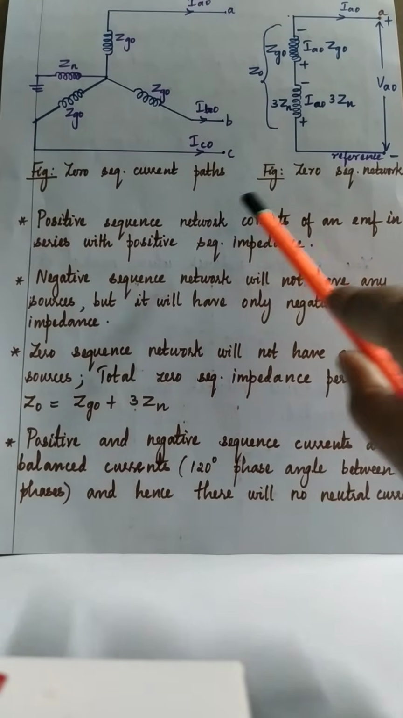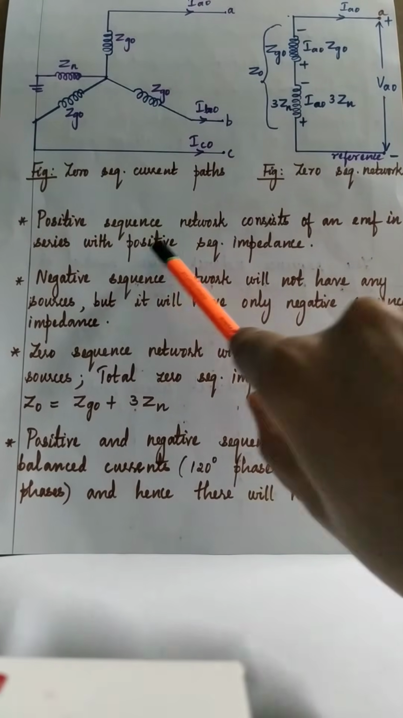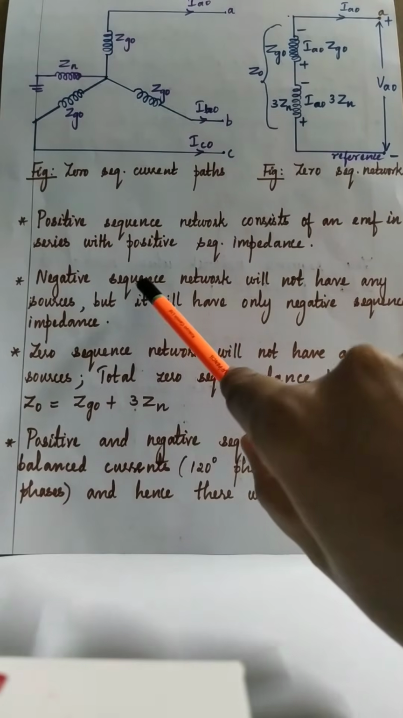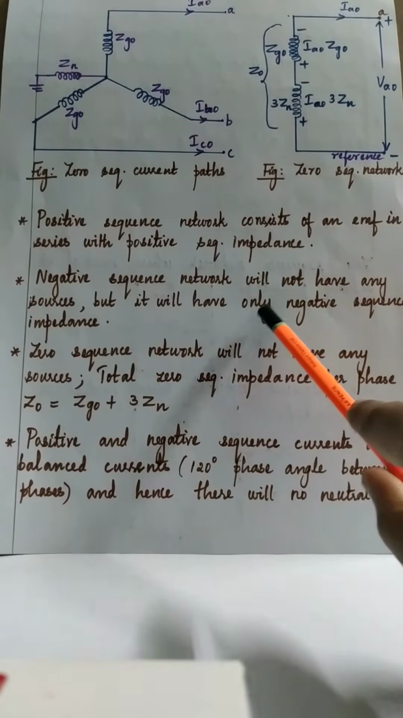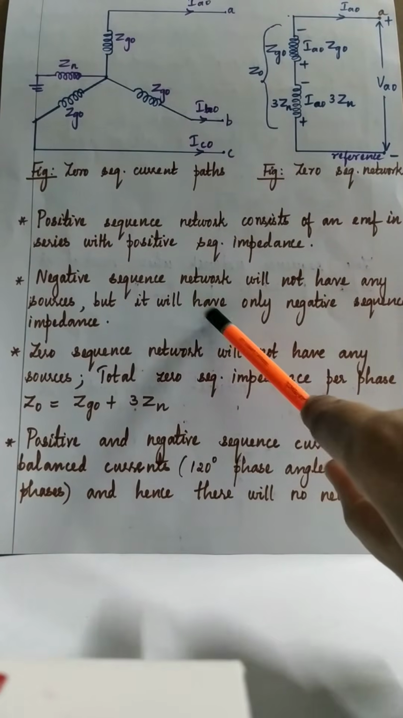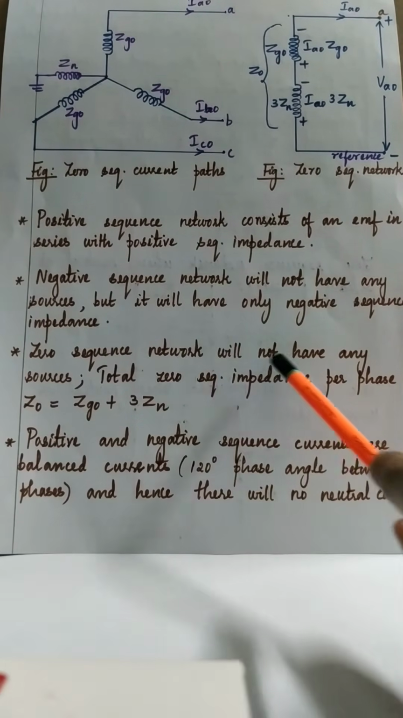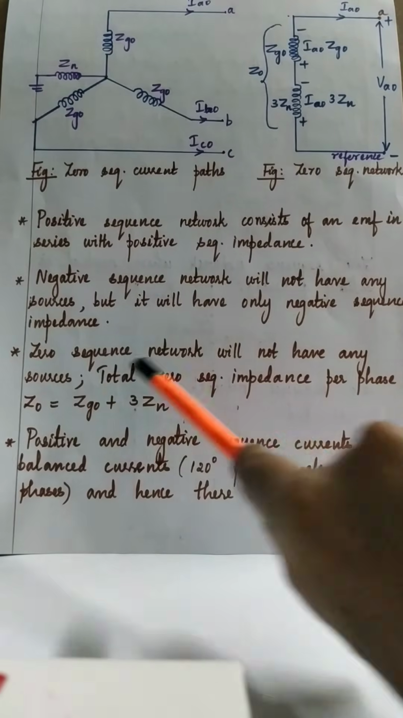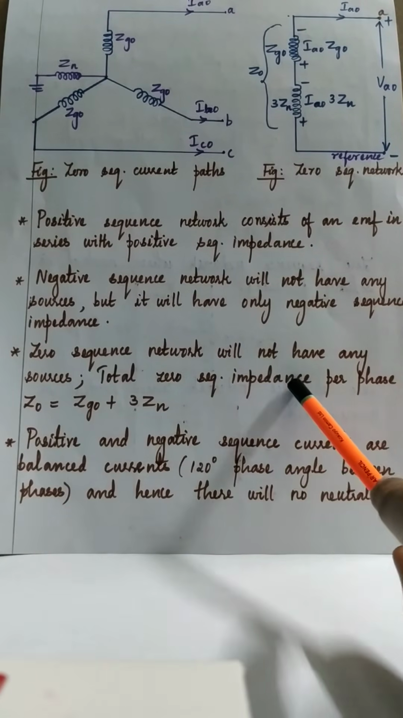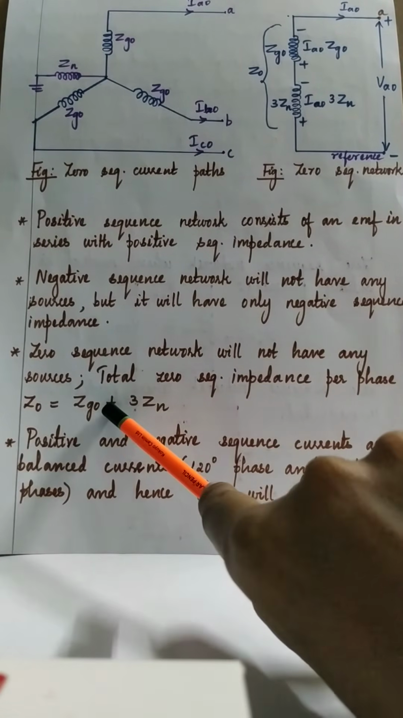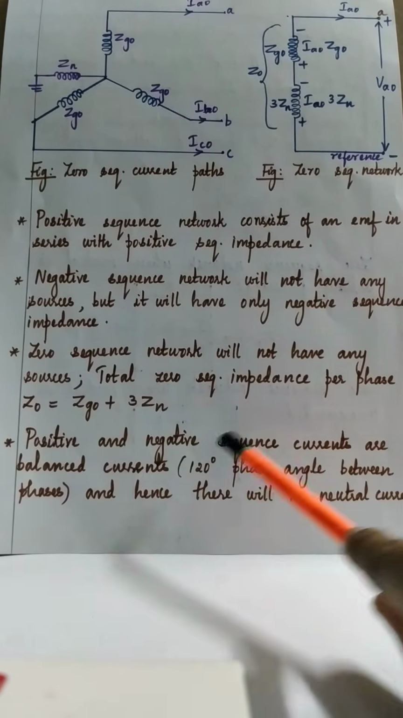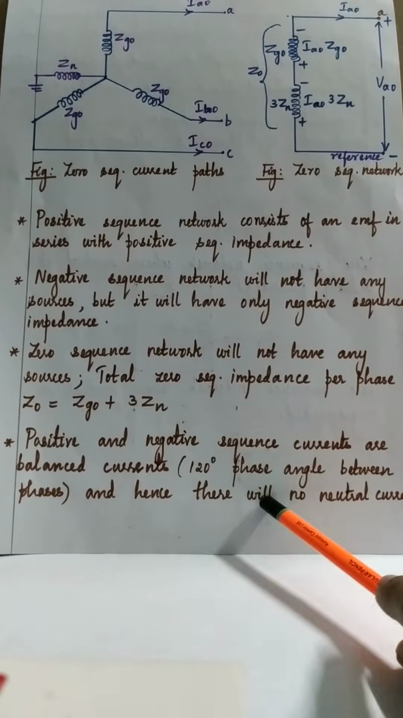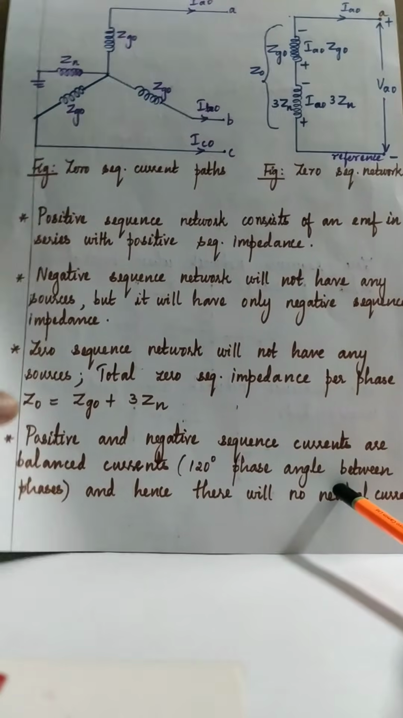I will just read out the summary. Positive sequence network consists of an EMF in series with positive sequence impedance. Negative sequence network will not have any EMF. It will have only negative sequence impedance. Zero sequence network will not have any EMF source, but the total sequence impedance Z0 is equal to Zg0 plus 3Zn. Positive and negative sequence currents are balanced currents. Hence, there will be no neutral current.